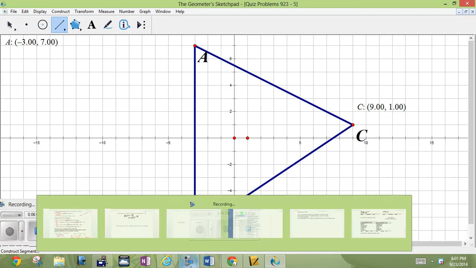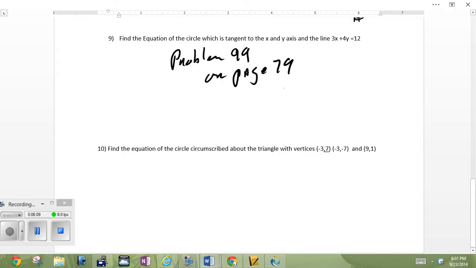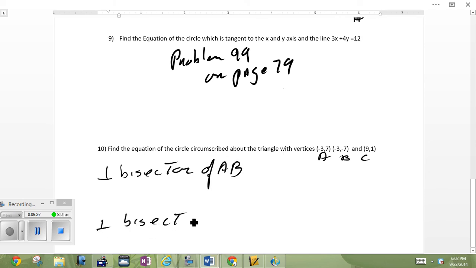So let's come back to the problem at hand. This is going to be points A, B, C. I want the perpendicular bisector of AB, I'll find that. Then the perpendicular bisector of BC, you'll find that, and then the point of intersection, which will be the center.